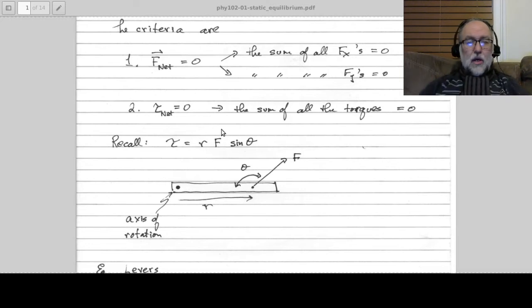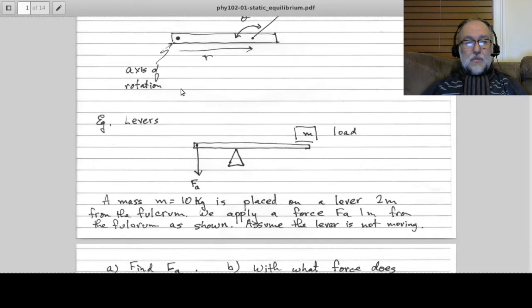Let me just remind you what the criteria for static equilibrium are. The net force has to be 0 and the net torque has to be 0. So the easiest examples in static equilibrium are levers. It's good to study levers, even though they're very simple, because especially if you're an ESS major, the human body is all about levers.